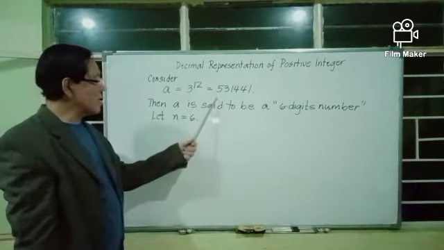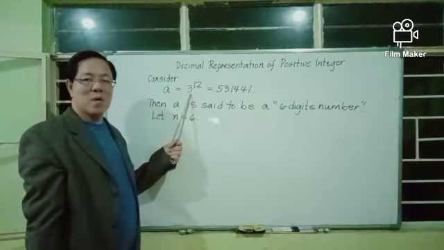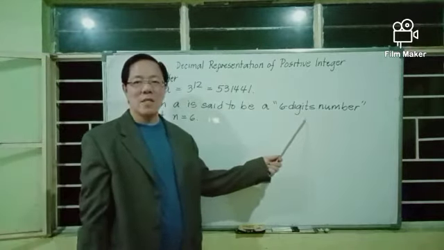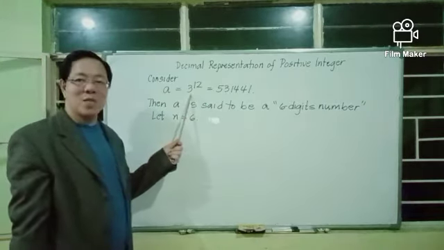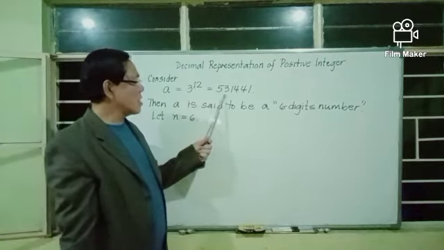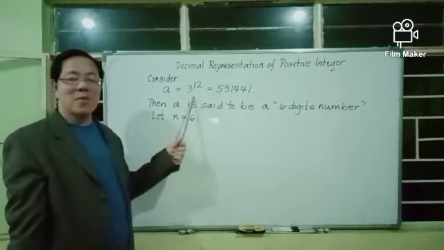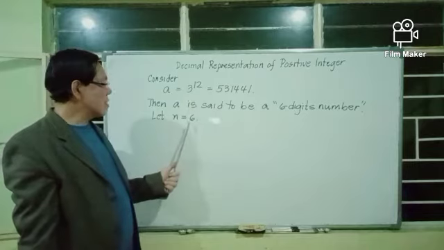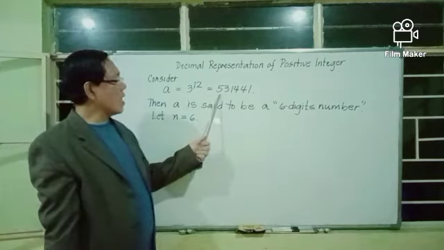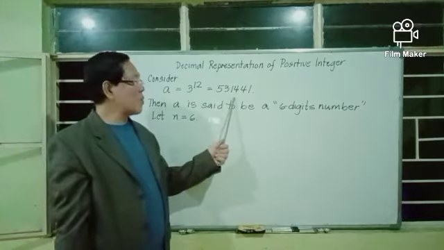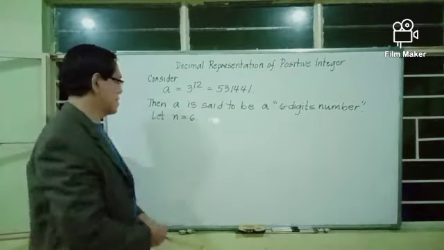Again, we say that this decimal representation of this number 3 to the power 12 is a 6 digits number, because in the decimal representation of this number in exponential form 3 to the 12, there are 6 digits. And we let this 6 be equal to n. Now this number a, 531,441, can be written as follows.